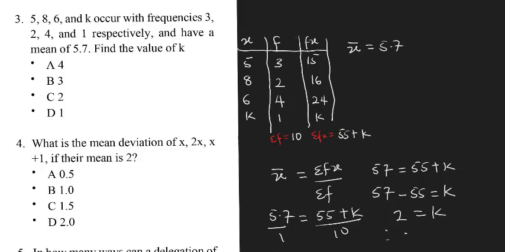So therefore, when we say 2 is equal to k, that means k is equal to 2. So we're going to say therefore k is equal to 2. So let's check our options. Of course, the answer is C. Let's move to the next question.